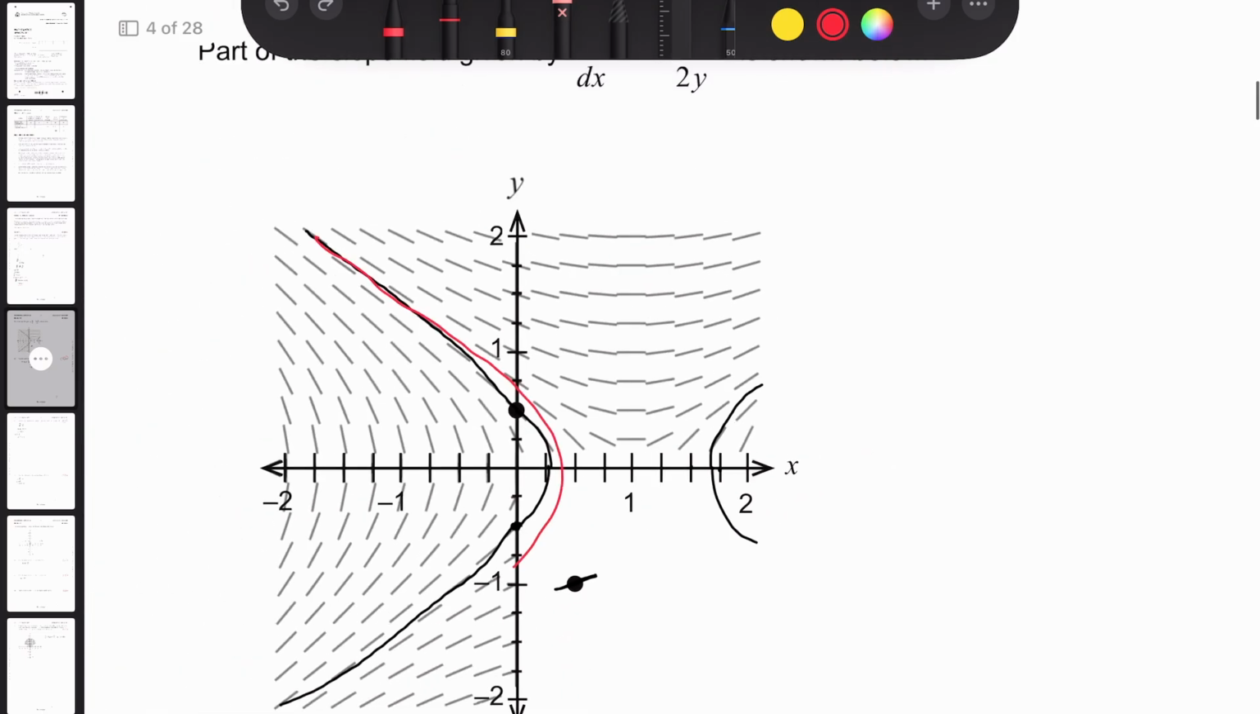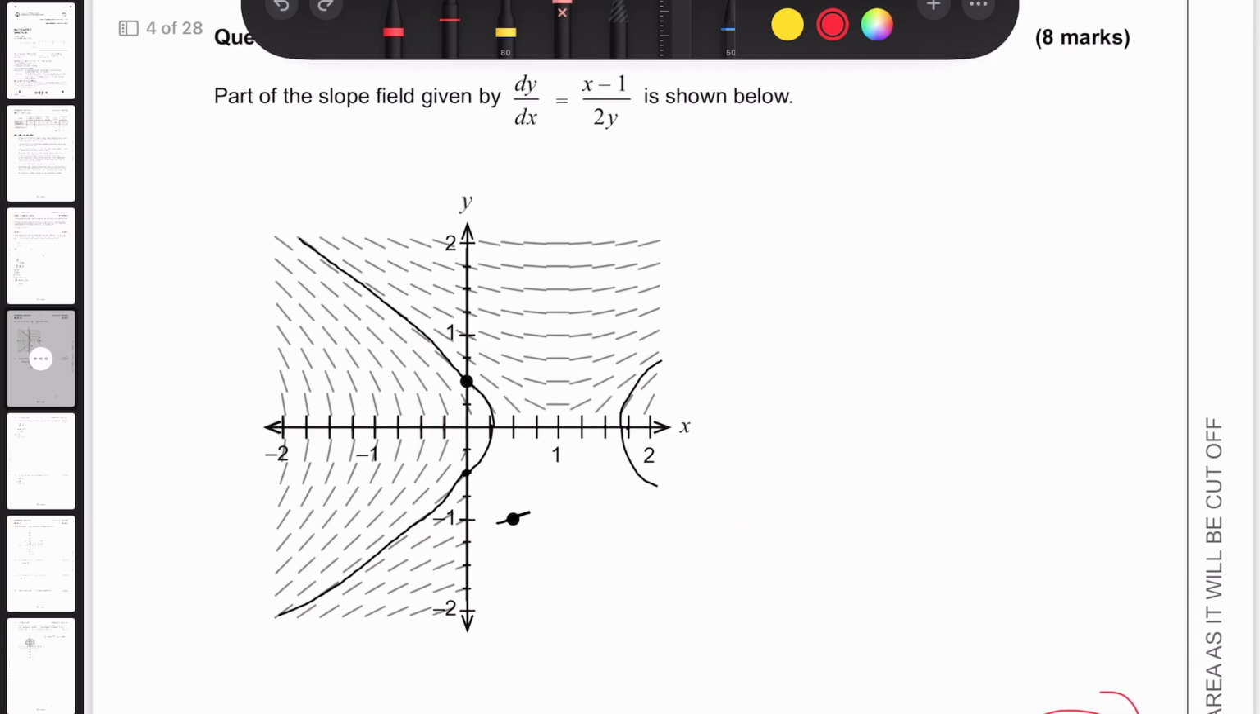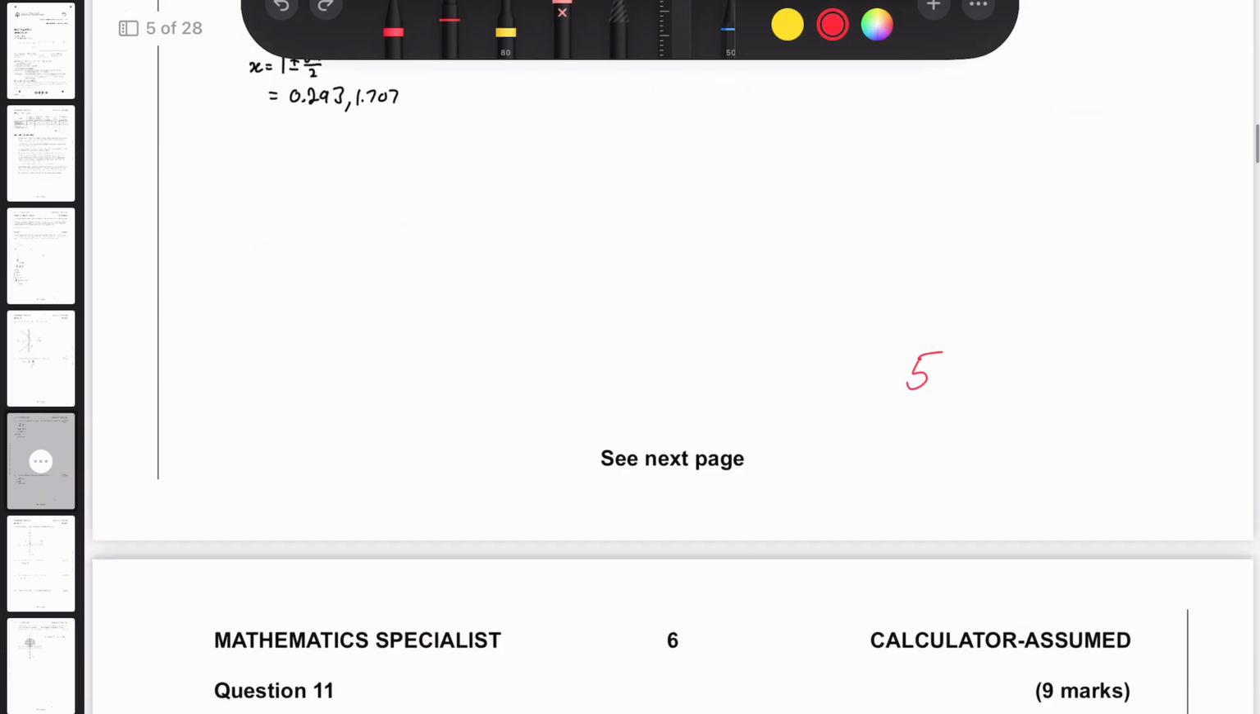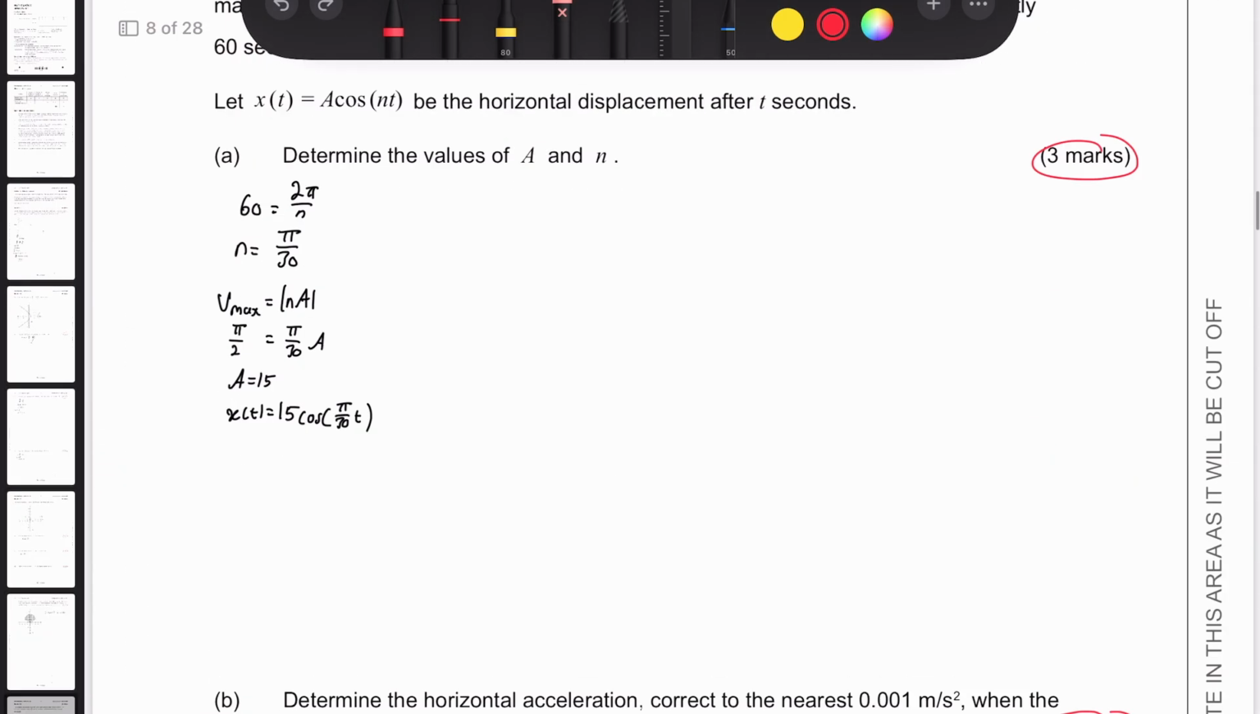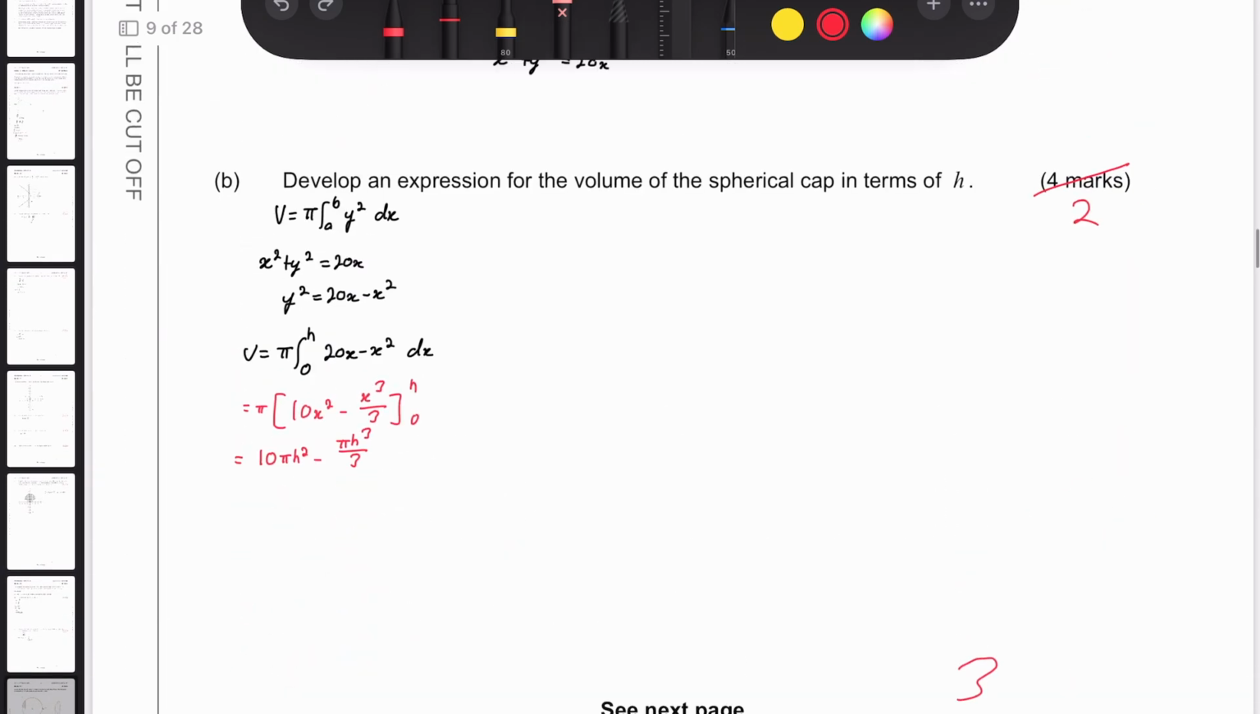So I drew everything fine for this curve. It's just I drew extra here, so I'm not sure if I would get marked down for that because it's not specifically in the marking key that you can't do that. So I gave myself the marks. Complex number stuff was pretty good. Simple harmonic motion here was a bit silly.